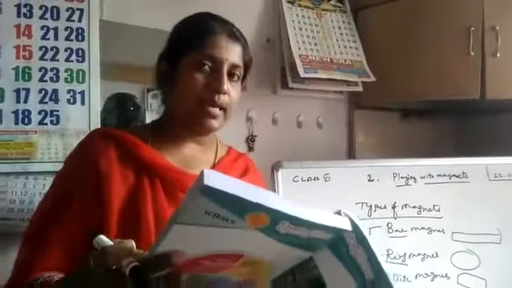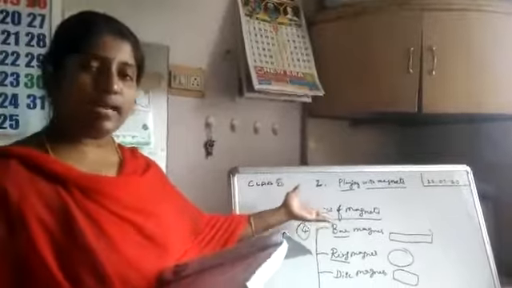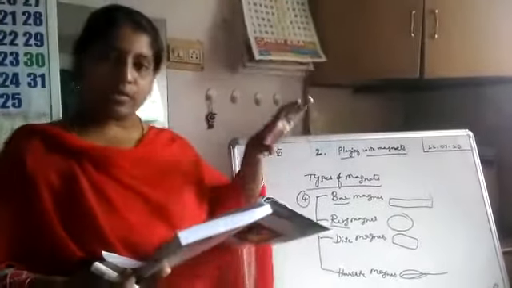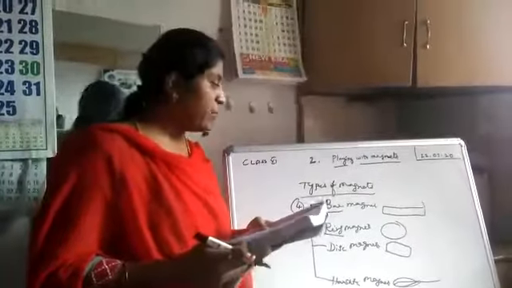The next topic is, okay, tomorrow I'll tell you what is a bar magnet. I'll give the examples, and a ring magnet, disc magnet, hard-shell magnet. I'll tell you clearly about each magnet.